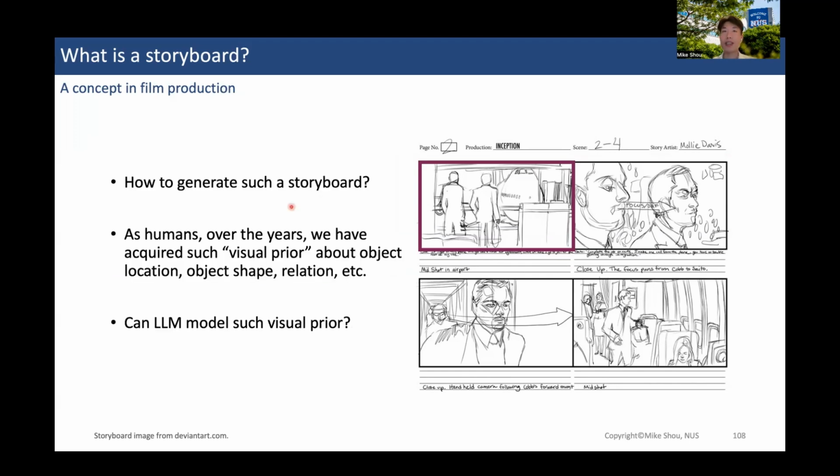So how do we generate such a storyboard? As human beings, when I told you that sentence, you already had an image appear in your mind automatically. This is because over the years, we have acquired visual prior knowledge about object location, object shape, and their relations. But how can AI models represent or learn such visual priors? More specifically, can today's large language models, which are very popular and powerful at understanding the common sense of the world, actually learn and model such visual prior information?